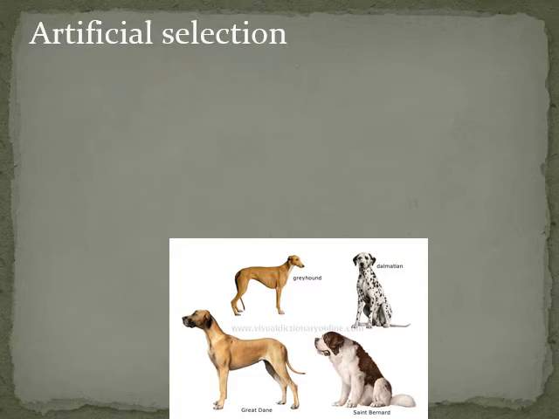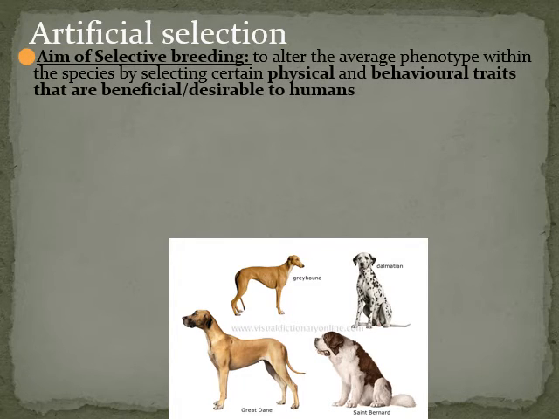And we're going to look at how humans have selected our own favorable characteristics and how we've actually sped up evolution, and it occurs a little bit faster. So what exactly is the aim of selective breeding? Selective breeding is the mechanism that we use to select what we want. And what we do is we alter the average phenotype within a species by selecting certain physical and behavioral traits that are beneficial or desirable to humans.